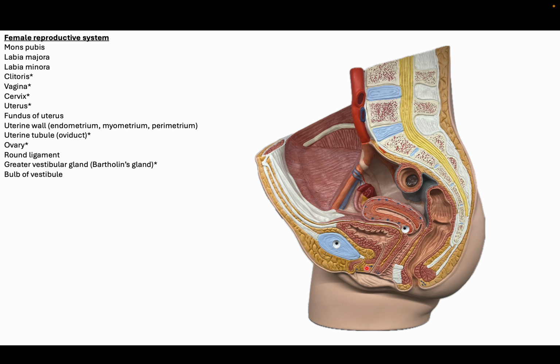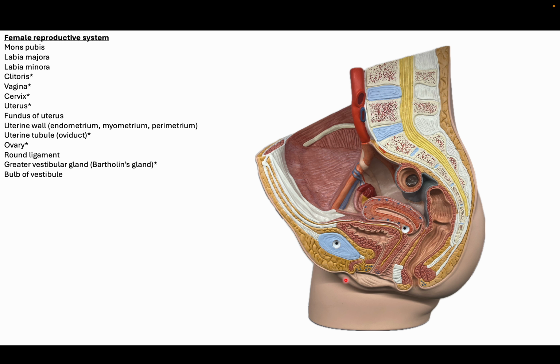This is the bulb of the vestibule. I'll show you a better view of the bulb of the vestibule later, but this is where there's going to be fluid secretion that comes out here. And then we have the vagina, and at the vagina, we have the greater vestibular gland, sort of posterior. I'll show you a better view of the greater vestibular gland and the bulb of the vestibule in the next slide. Right here would be the labia minora, and then here would be the labia majora.